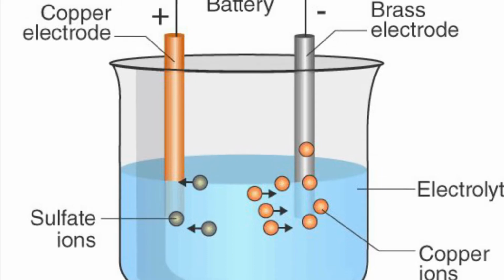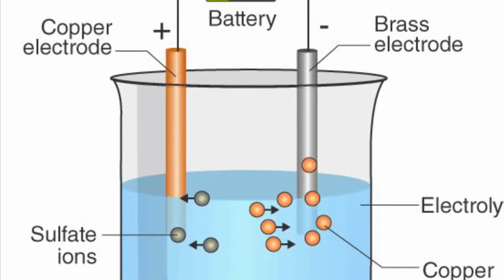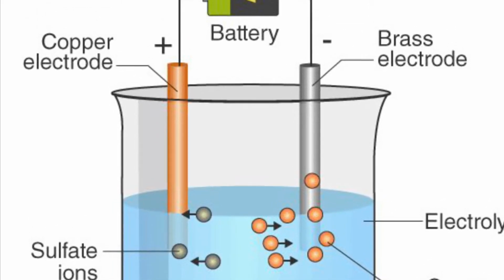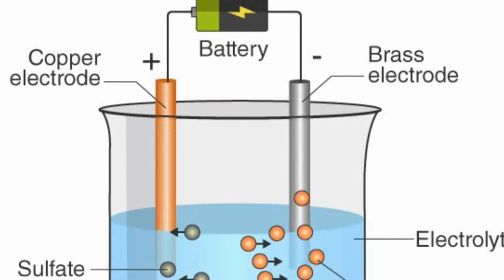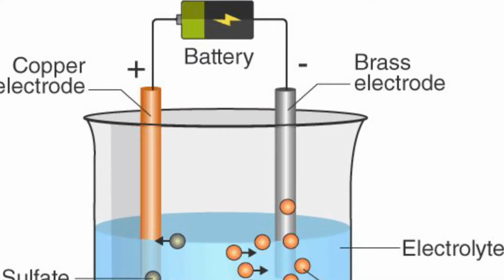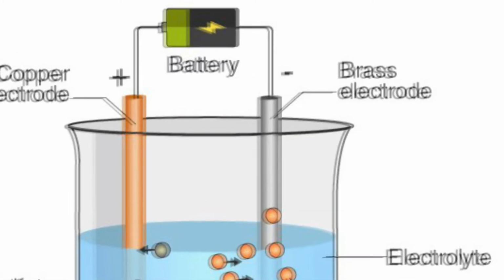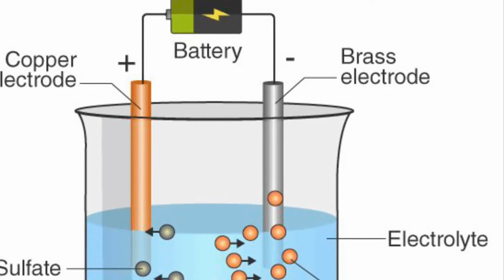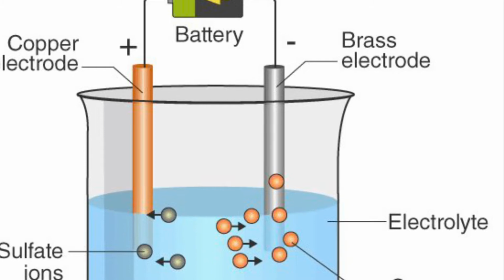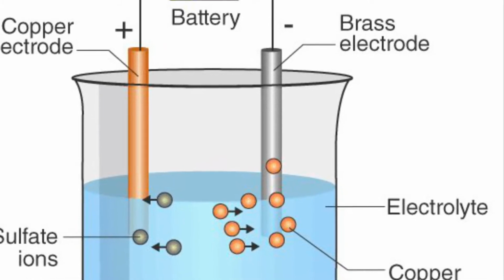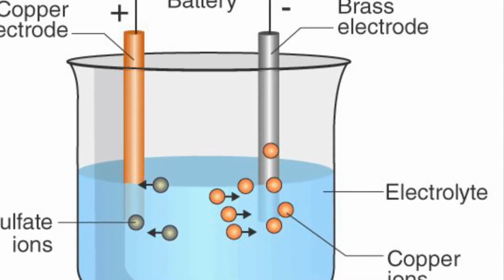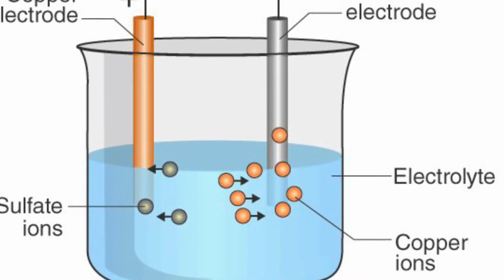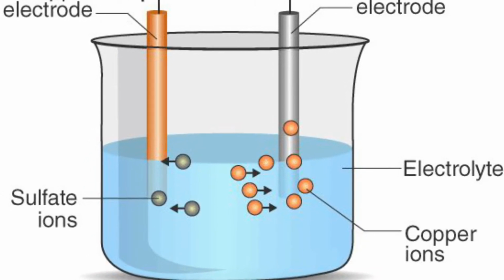This process of decomposition of a compound by the application of an electric field is called electrolysis or chemical effect of current. The liquid containing the compound is called the electrolyte, and the device in which the electrolysis takes place is called the voltameter or electrolytic cell.